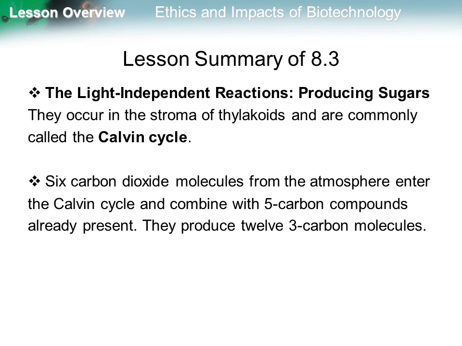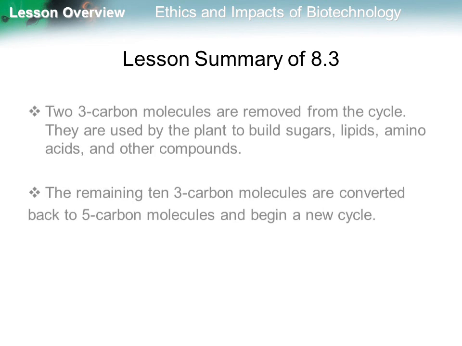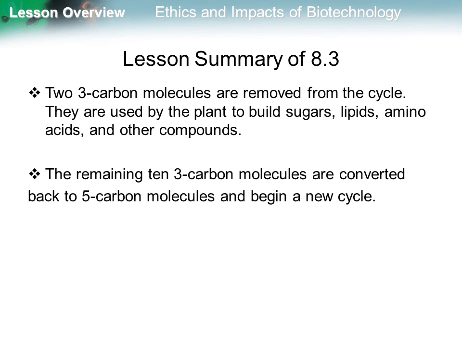In the Calvin cycle, 6 carbon dioxide molecules from the atmosphere enter the cycle and combine with 5 carbon compounds already present. They produce 12 free carbon molecules. 2 free carbon molecules are removed from the cycle. They are used by the plant to build sugars, lipids, amino acids, and other compounds. The remaining 10 free carbon molecules are converted back to 5 carbon molecules and begin a new cycle.